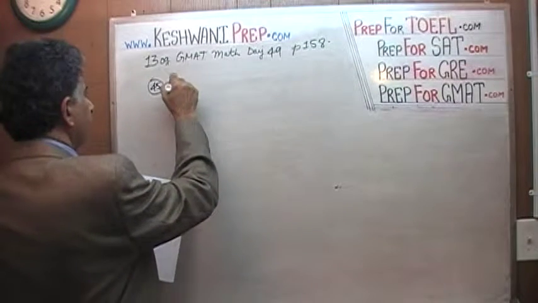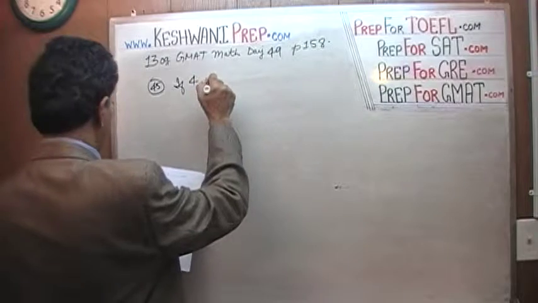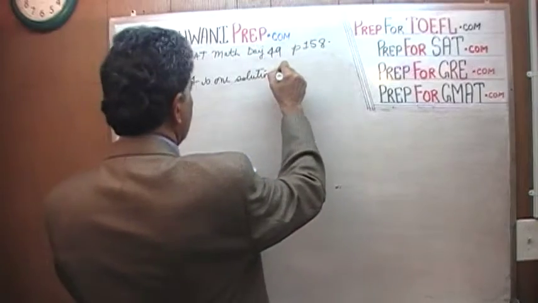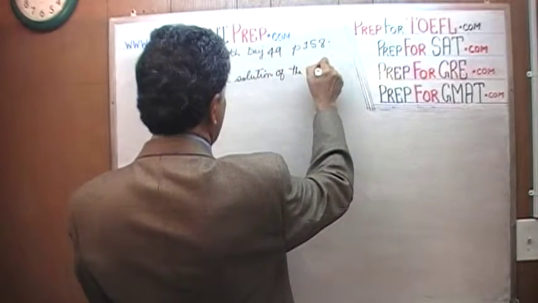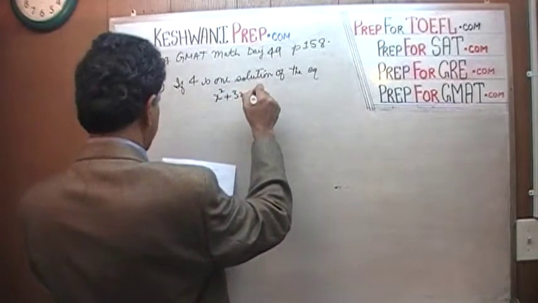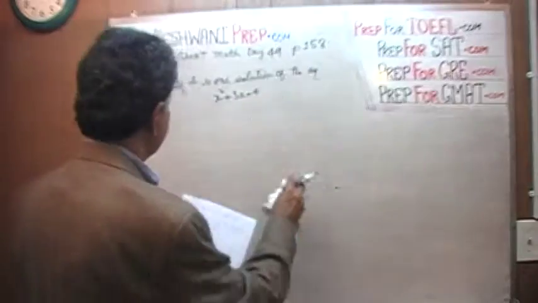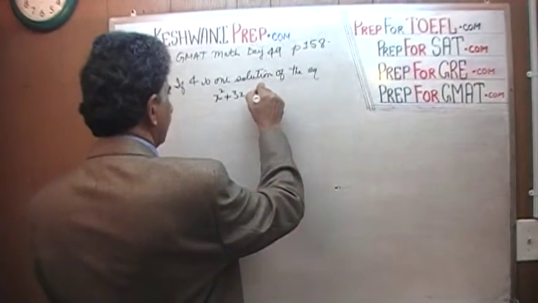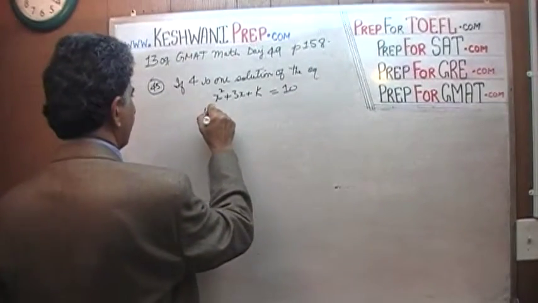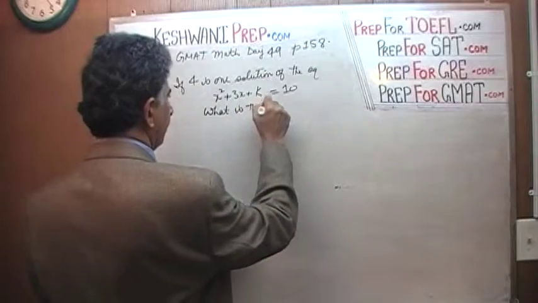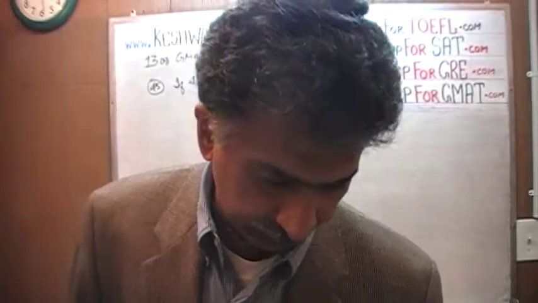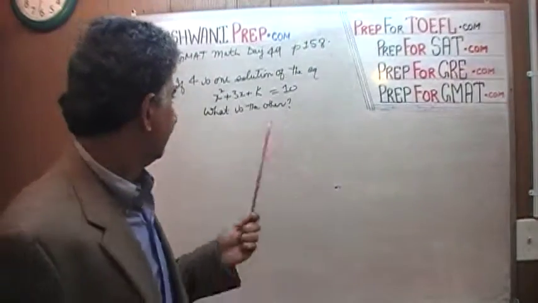It says, if 4 is one solution of the equation x squared plus 3x plus k equals 10, what is the other? What they mean by that is, what is the other solution? It is a quadratic equation.